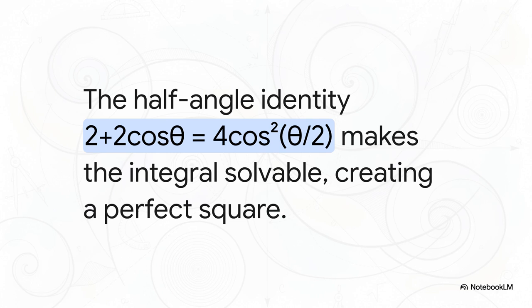If you've been doing calculus for a bit, you know this feeling. You're so close, but you're stuck. But don't worry, there's another secret key for this lock, the half-angle identity. This awesome trick lets us transform that whole expression into 4 times cos squared of theta over 2. And just like that, we have a perfect square under the square root. The integral is finally ready to be solved.